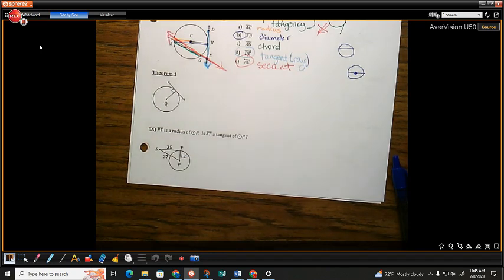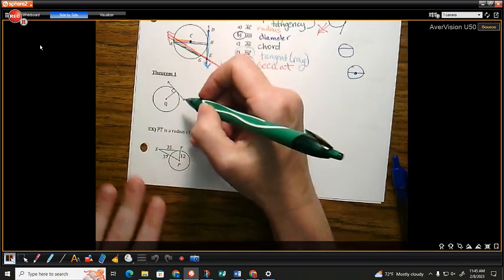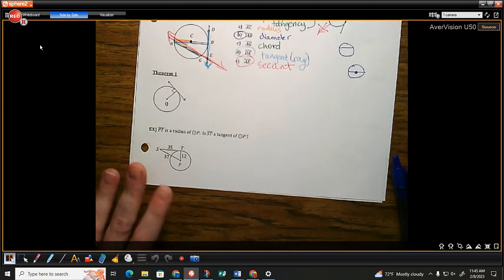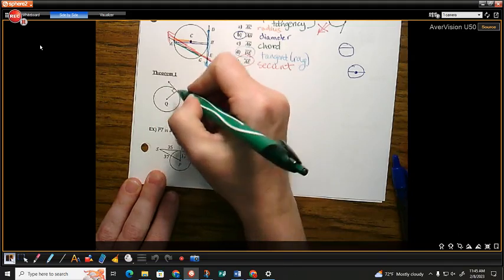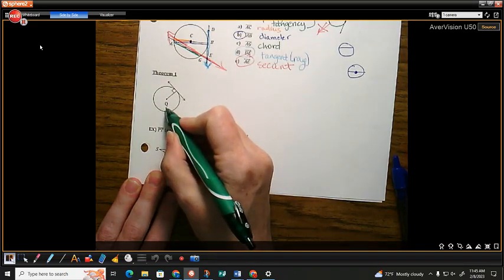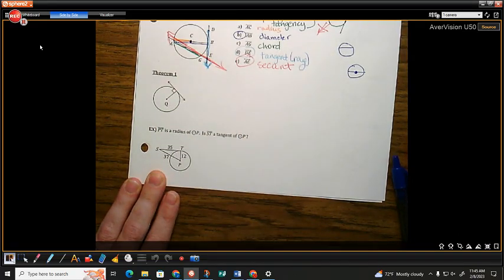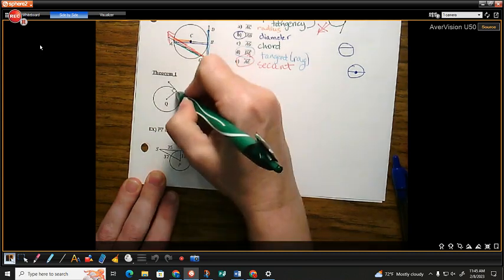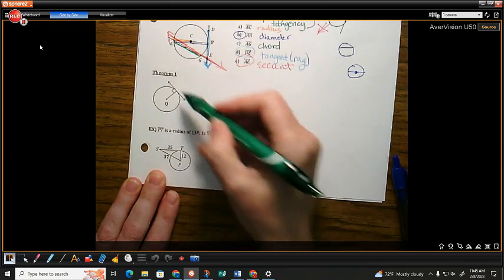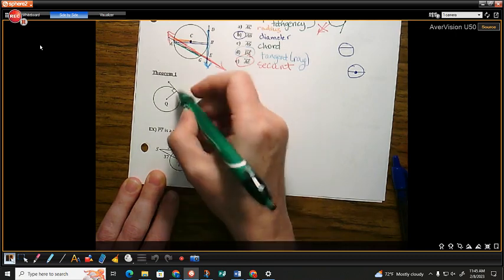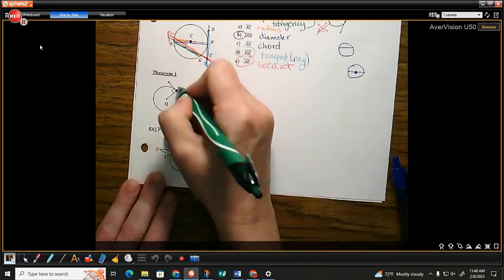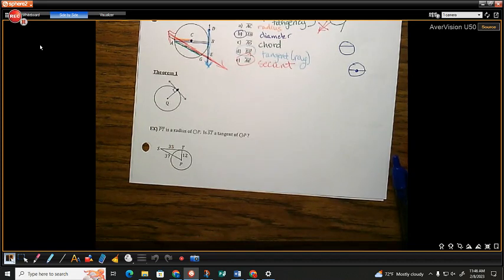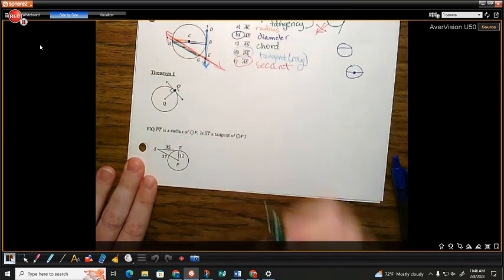Now on your formula chart, they put some letters on here. What did they name the point of tangency? P. Really? Yeah, they did. No, Q is the center. What did they name the point of tangency? They didn't name it. Oh, they did, because the point of tangency is where this tangent line touches the circle. But they didn't name it. Oh, they did, on your formula chart, P. Yeah, and they named it P.